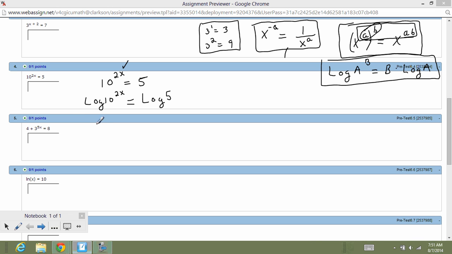Right. And I'm going to get 2x times log 10 equals log 5. Now, log 10. What does that mean? That means 10, because the understood base is a 10, right? That means 10 to some power is 10, right?